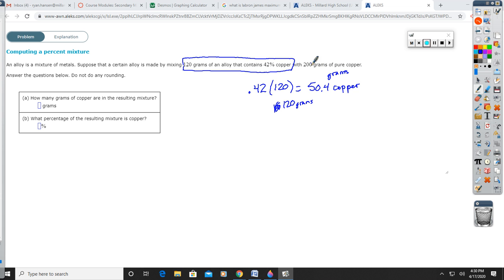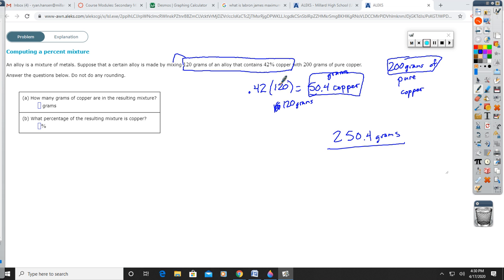Okay, so now we're going to mix this 120 grams with 200 grams of pure copper. So I have 200 more grams of pure copper. What we have is 50.4 grams of copper plus another 200 grams of pure copper, so I have 250.4 grams of straight copper.